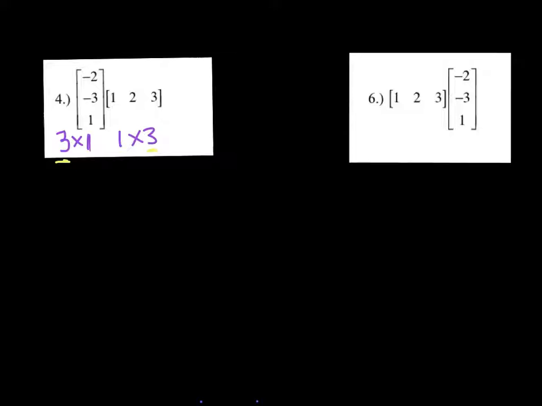So what's going to happen is we need to multiply that whole column, negative 2, negative 3, and 1, times each column in the second matrix.